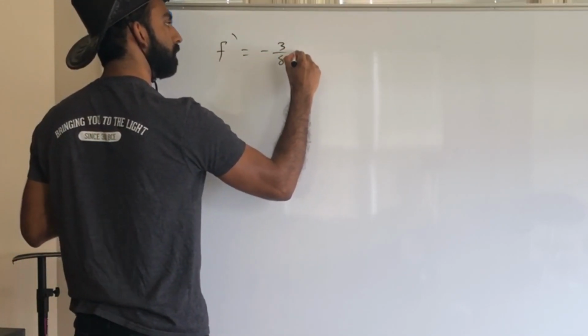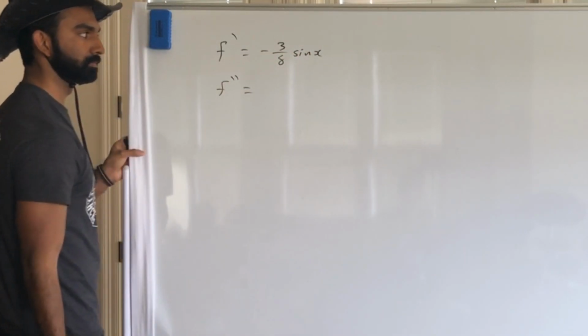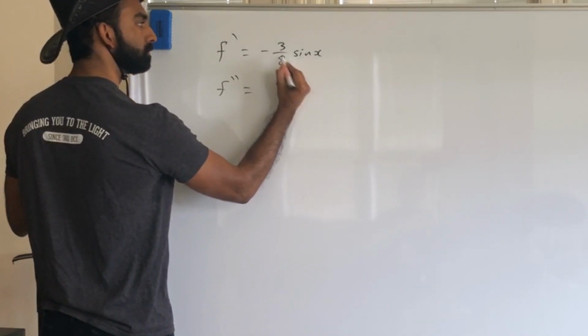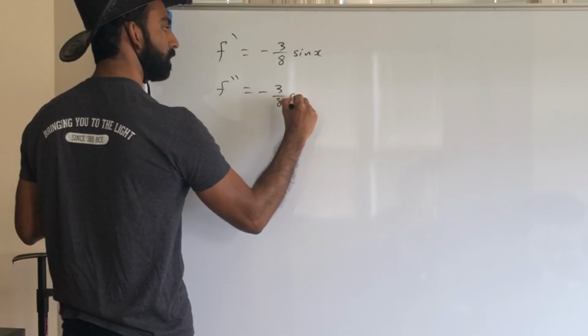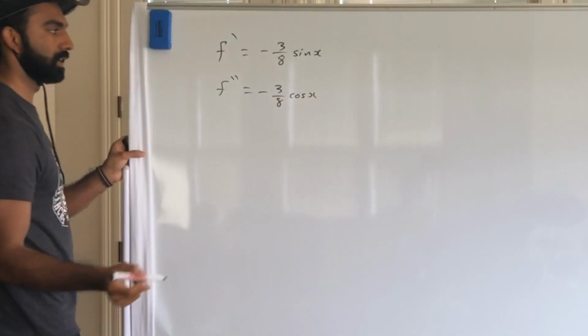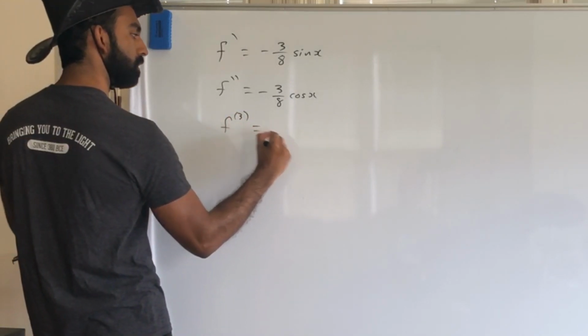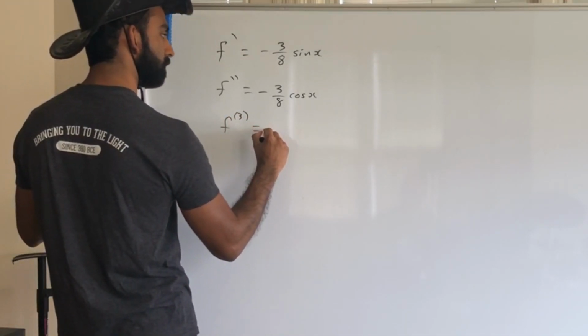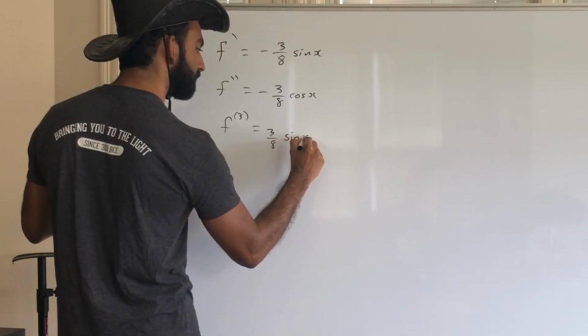First derivative was like so. What's the second derivative? That will be negative 3/8 cos of x. What about the third derivative? Positive 3/8 sine x. Derivative of cos is negative sine. The negatives offset each other.